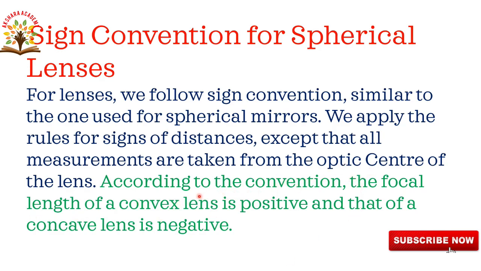In mirrors we are taking distances from the pole. According to the sign convention, the focal length of the convex lens is positive and that of a concave lens is negative. So these are all the rules or sign conventions for spherical mirrors and lenses.